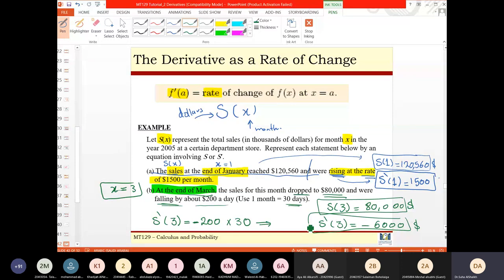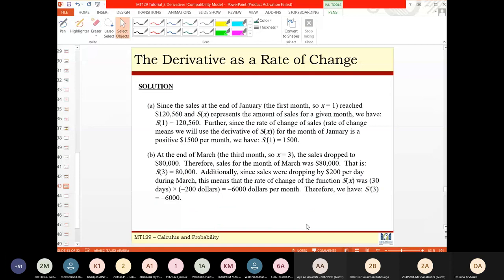Minus because it is falling. You remember when we talked about a straight line? A line rising up is positive. A line falling down is negative. The rate of change is negative. This is the solution. I just wrote it in 2 lines. There is a solution with the details if you want to read it.